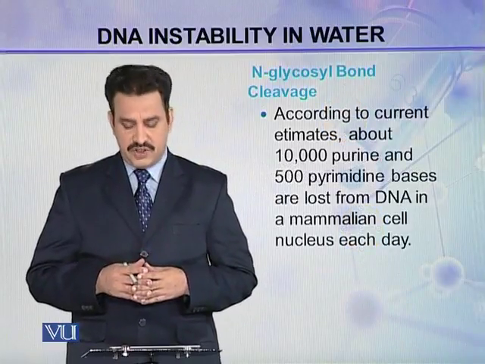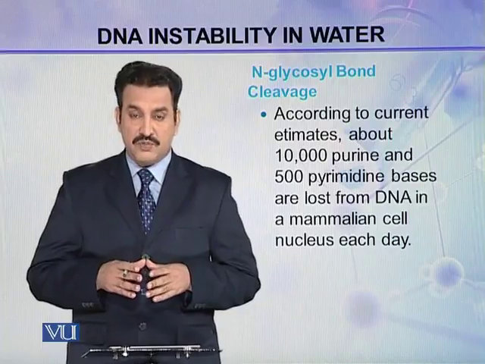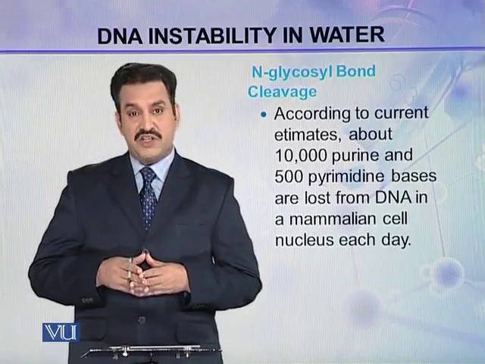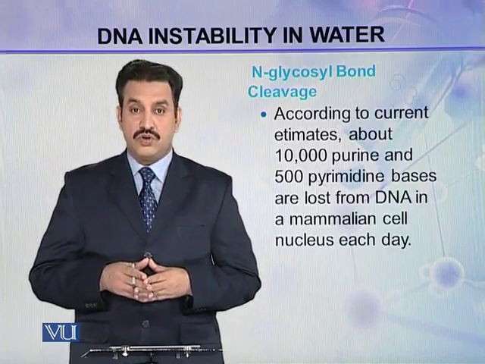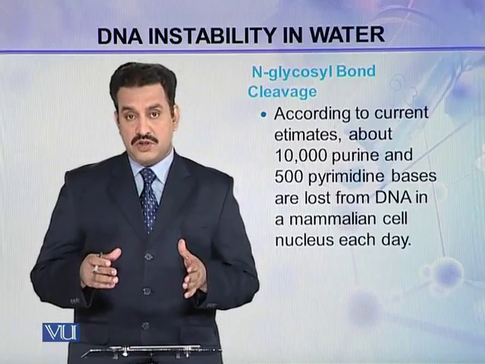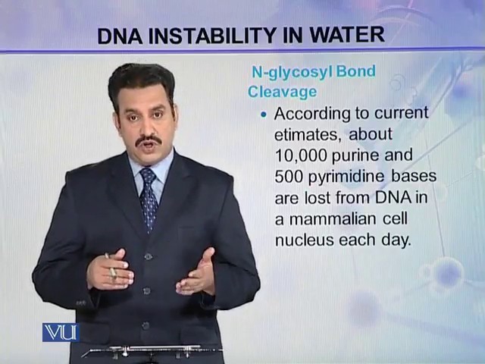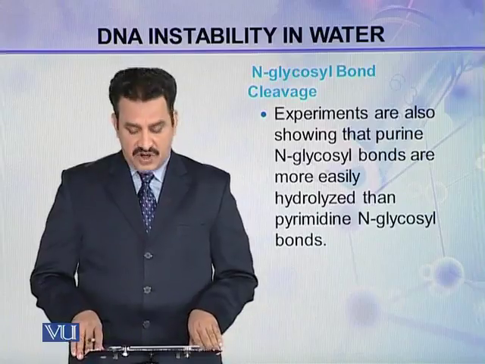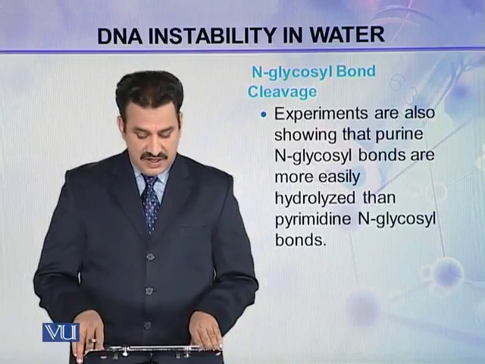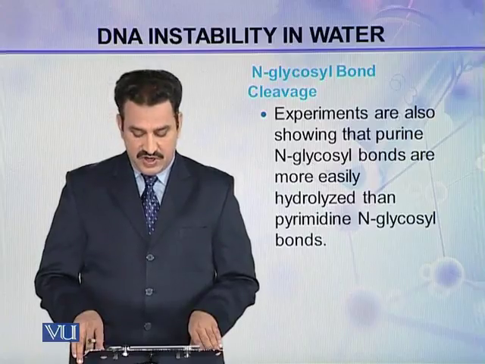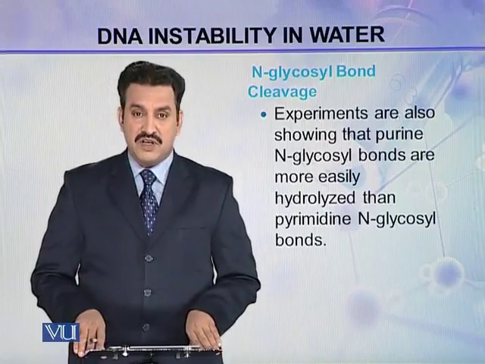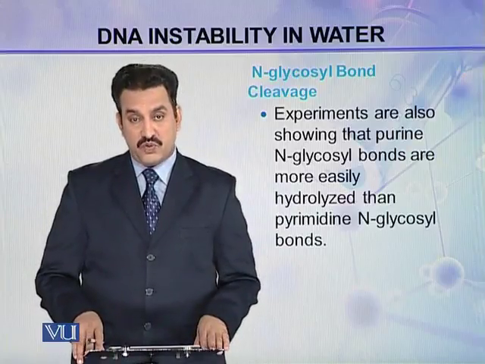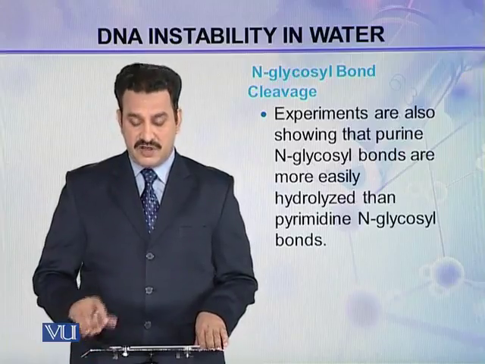According to current estimates, about 10,000 purine and about 500 pyrimidine bases are lost from DNA in a mammalian cell nucleus each day. So you can imagine this is a big loss, and these are either lost or damaged by different agents. Experiments are also showing that purine N-glycosyl bonds are more easily hydrolyzed as compared to pyrimidine N-glycosyl bonds. So that's the reason about 10,000 purines while only 500 pyrimidines are damaged.